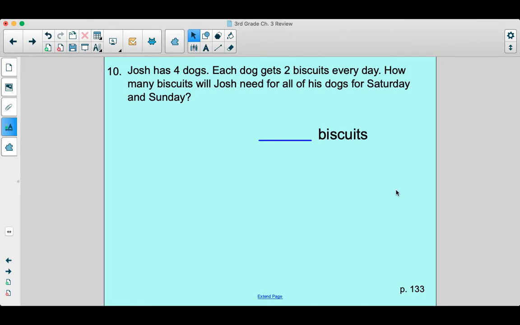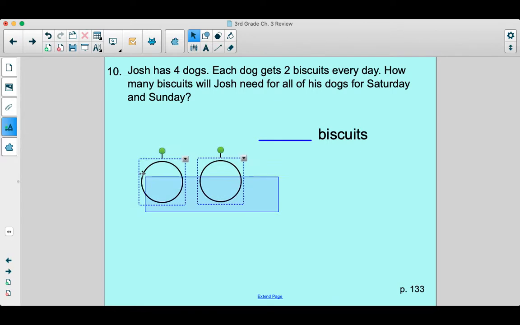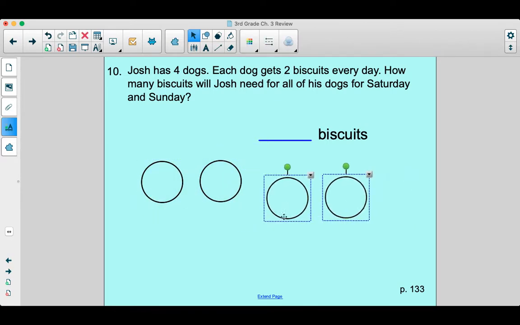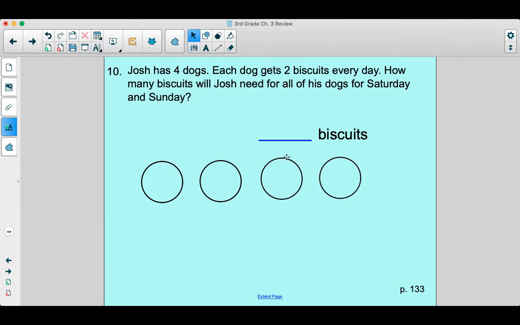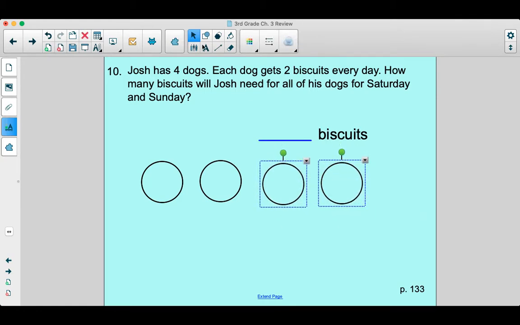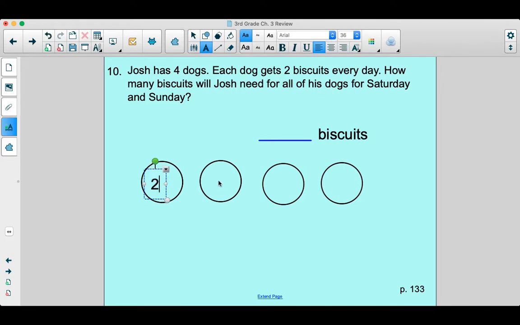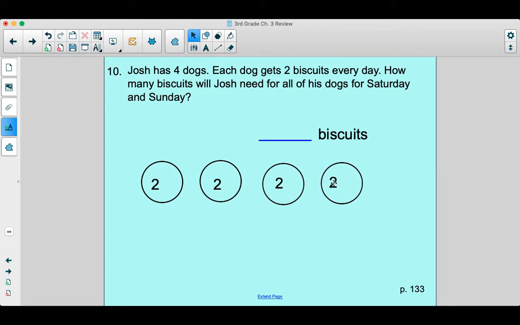All right, so Josh, it sounds like a kind of a cool guy over here. He's got 4 dogs. I think I'm going to make circles for the dogs. That's 1 dog. 2 dogs. And then 4 dogs. Okay. Now, each dog gets 2 biscuits a day. So maybe we'll do 2, 2, 2, 2. Okay. So this would just be 1 day of the week, right? So Josh gives 2 biscuits to each dog every day.